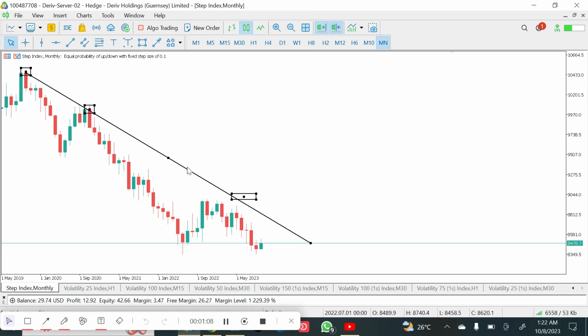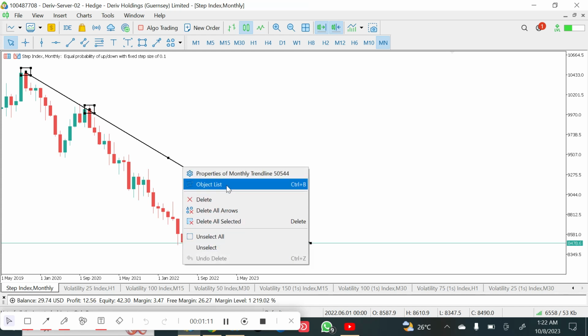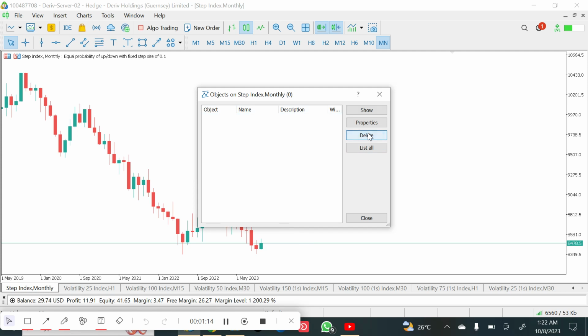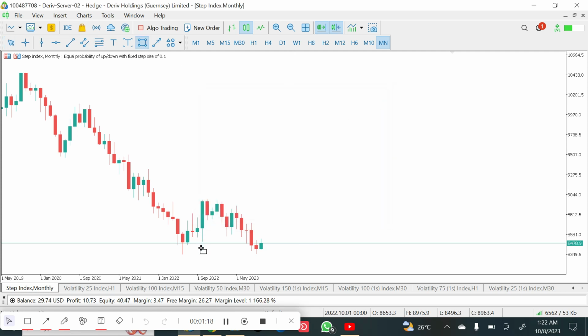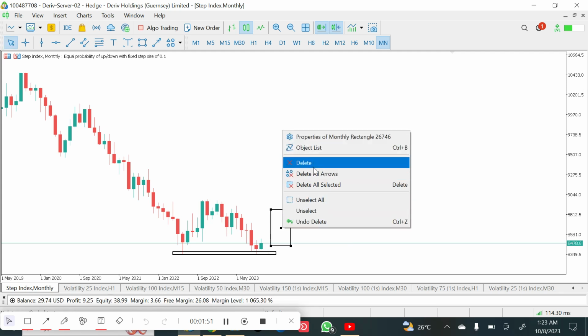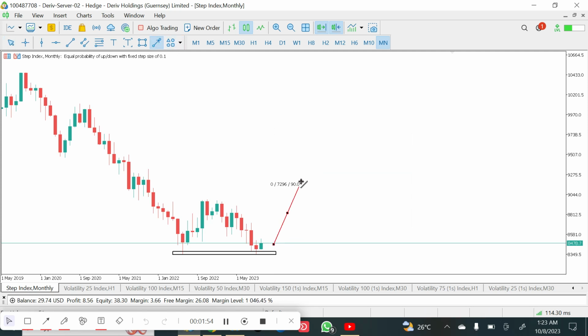So enough of that. We now want to concentrate more on recent price action, which is down here, where we have the market giving us this nice support area, which price came to hit on the monthly time frame, and we are seeing some bullish action pushing price to the upside.